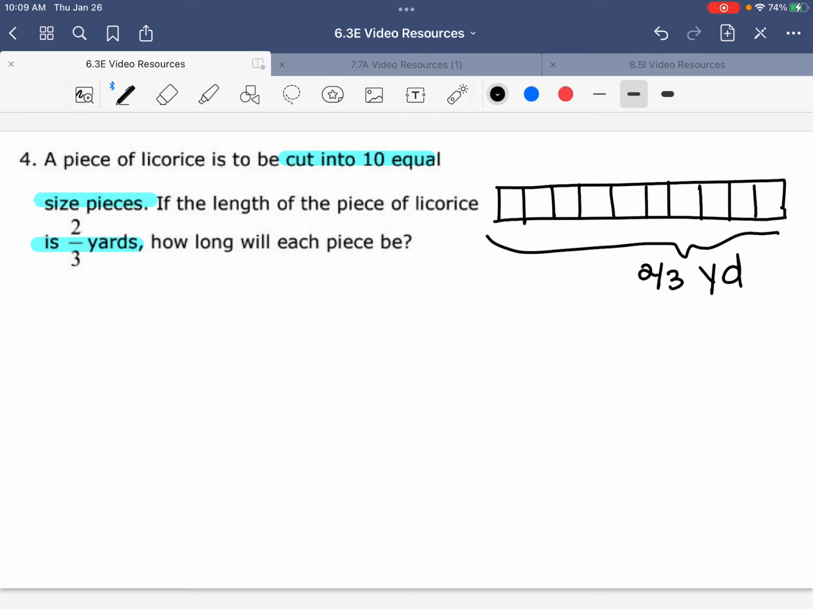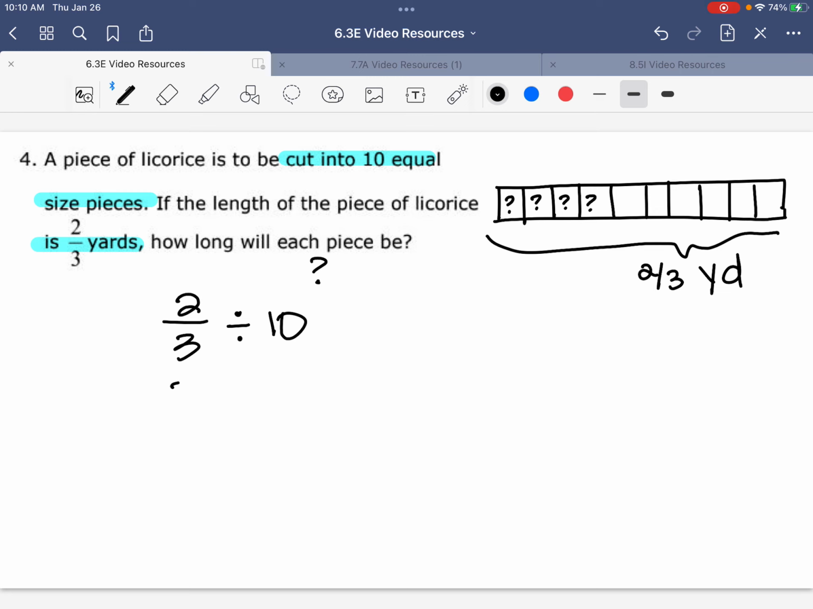And I want to know how long each piece will be. So this is what I don't know. I want to know the size of each individual piece. So what I need to do is take 2/3 and divide it into 10 pieces. So there's a couple ways that we could do this. We could use common denominators, or we could use multiplying by the reciprocal. But I'm going to use common denominators.